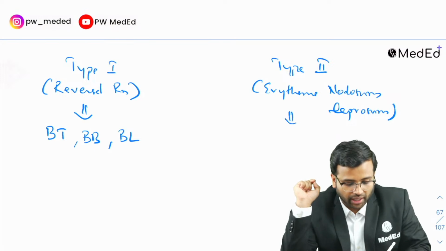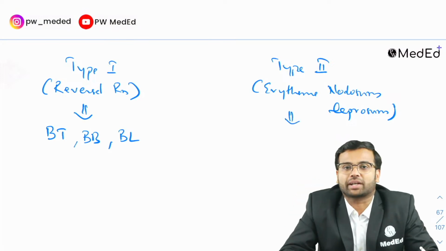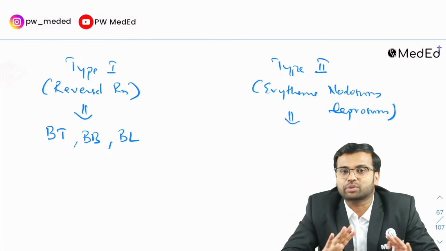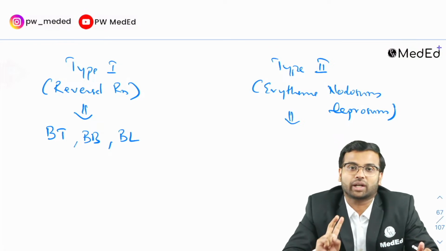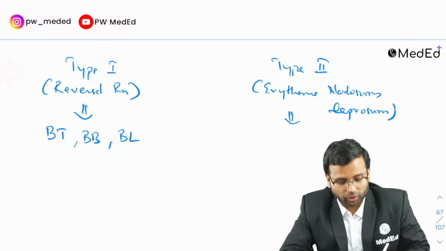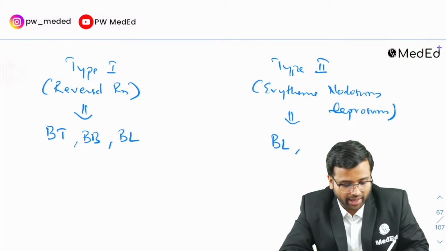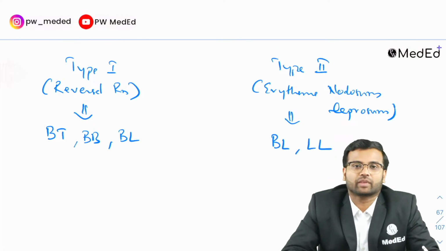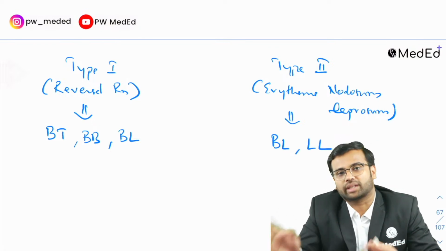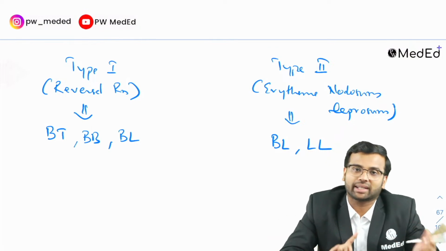Whereas which are the types of lepromatous leprosy? All the types of lepromatous leprosy are going to show a type 2 reaction. Now what is it going to be? This is going to be BL and LL. Fine. Remember, all lepromatous type 2, whereas all borderline type 1.